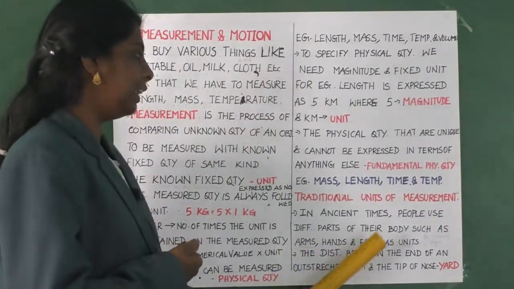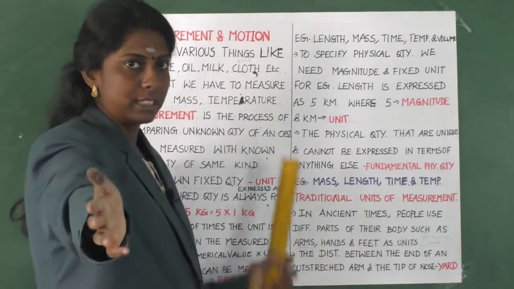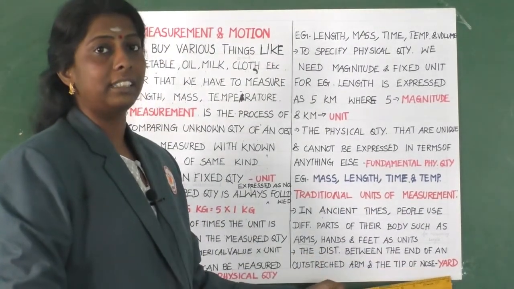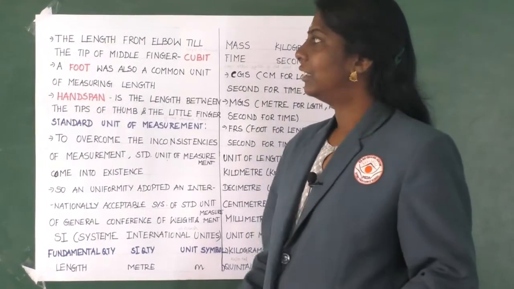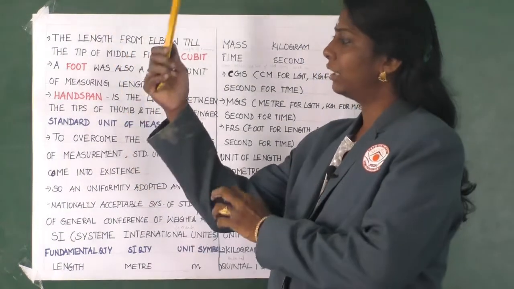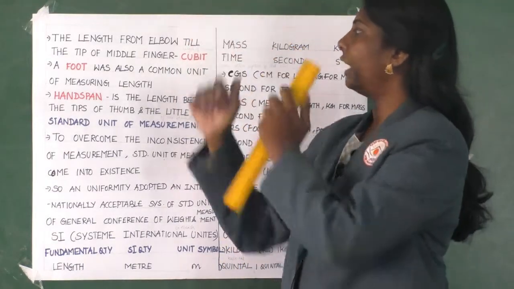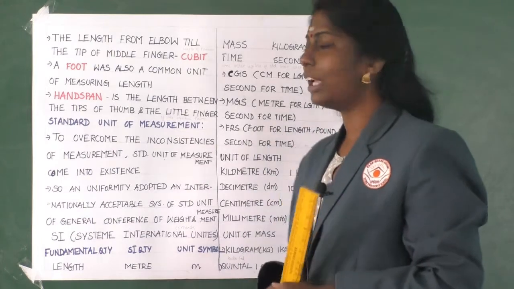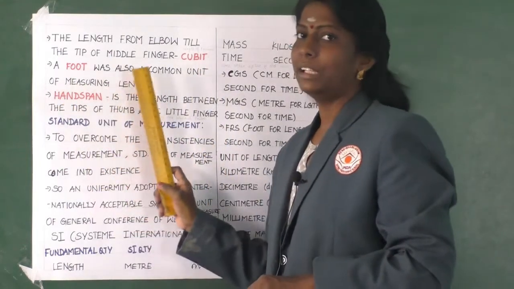The distance between the end of an outstretched arm and the tip of the nose is meant to be a yard. What is this? Yard. Clear? Yes, children. Further, the length from the elbow to the tip of the middle finger, here to here, is said to be a cubit. What is this? Cubit. C-U-B-I-T.